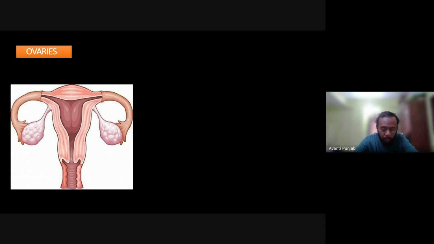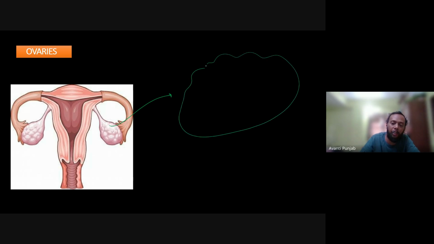Now let's try to understand what you get to see in the ovary. If I make a transverse section of the ovary and observe it, what do I get to see? In the center of the ovary, the central region is called the medulla. The center of the ovary is always called the medulla.